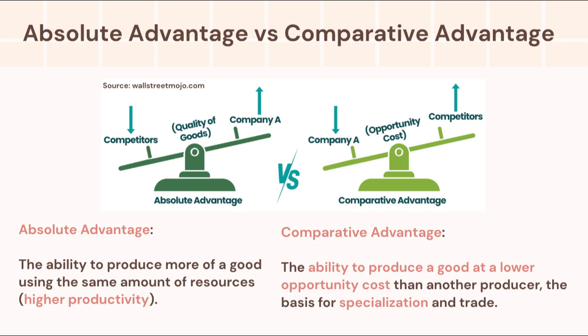Next, let's talk about absolute and comparative advantage. Absolute advantage is pretty straightforward. If a country can produce more of a good using the same amount of resources, it has an absolute advantage. It's simply more productive. Comparative advantage is more about opportunity cost. A country has a comparative advantage in producing a good if it gives up less of another good to produce it. Even if one country has an absolute advantage in everything, trade can still benefit both countries because comparative advantage is what really determines specialization.